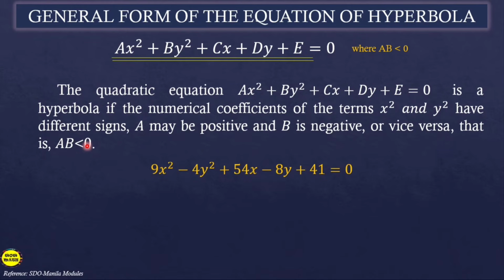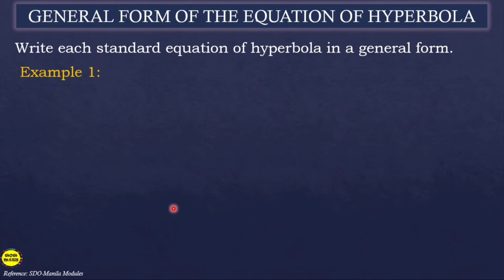So, ano yung mga halimbawa? So, ito. Yung numerical coefficient ng x squared natin, positive 9. Yung numerical coefficient ng y squared natin, negative 4. So, magkaiba. So, itong equation na to ay halimbawa ng hyperbola. So, same with the second equation. Okay. So, write the standard equation of hyperbola in a general form.